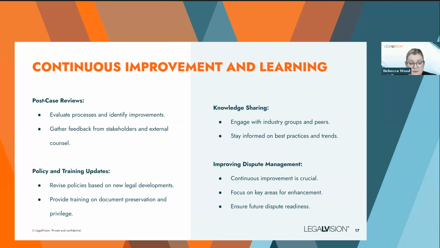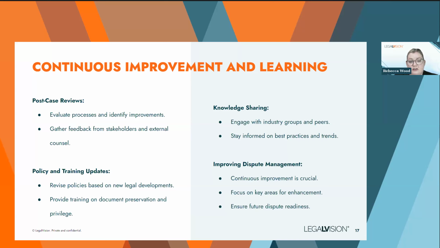Again, you might want to consider reviewing and revising contract templates, or providing additional training to your employees on particular topics such as document preservation, retention, and certainly legal professional privilege.